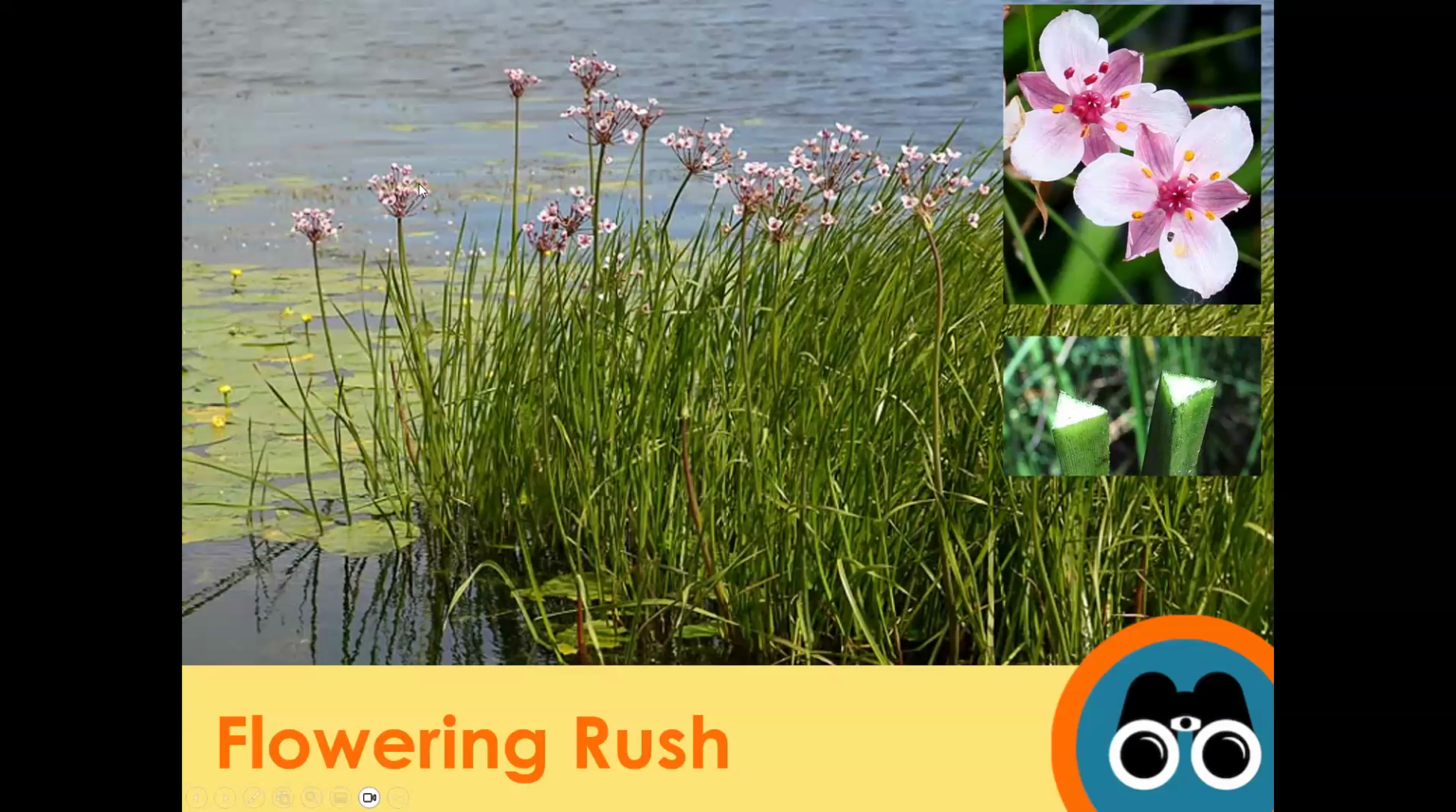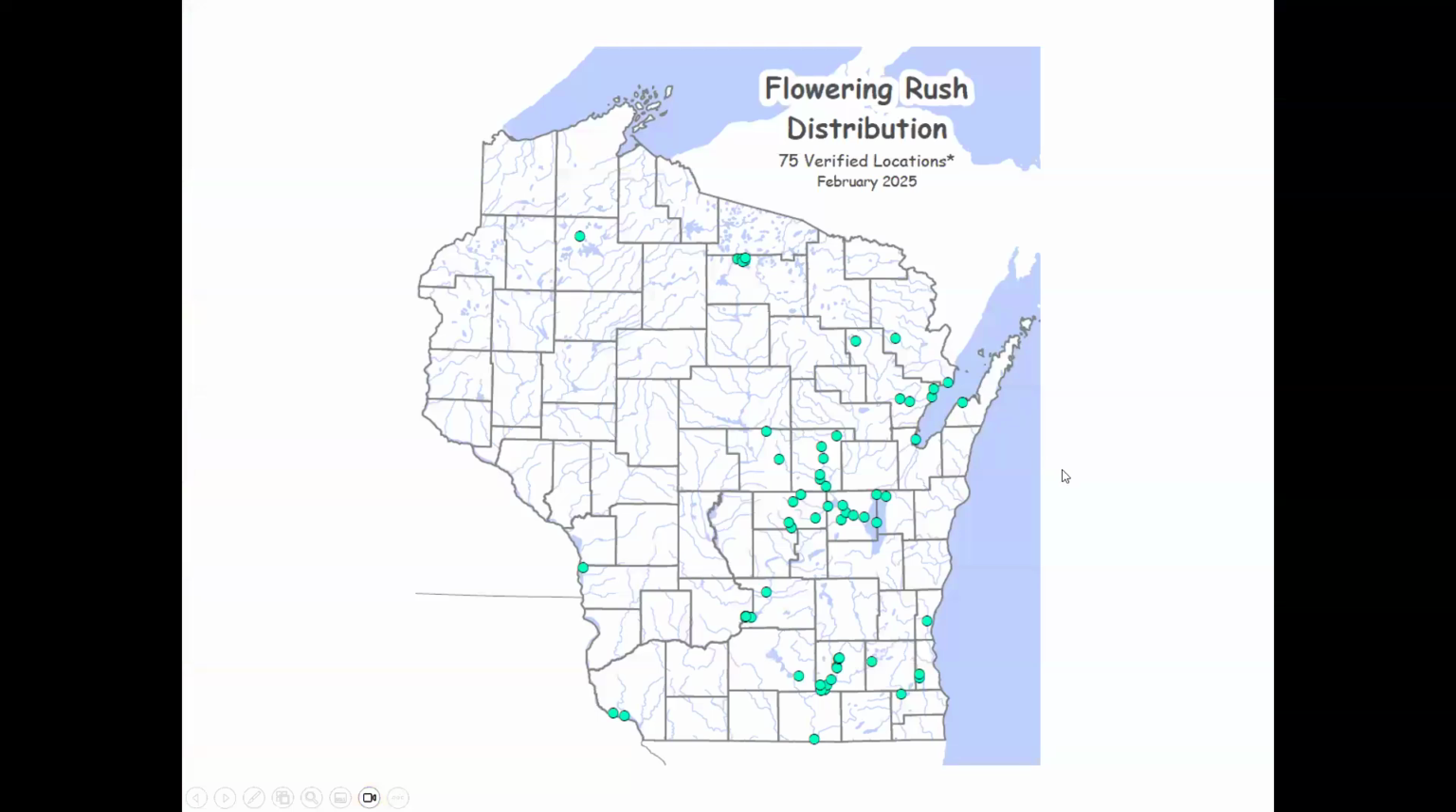So you can kind of see that this looks almost like an umbrella without the fabric on it, where it has just the wire on it, upside down, and the ends of those broken umbrellas have these pink flowers. Here's a map of the flowering rush distribution in Wisconsin.